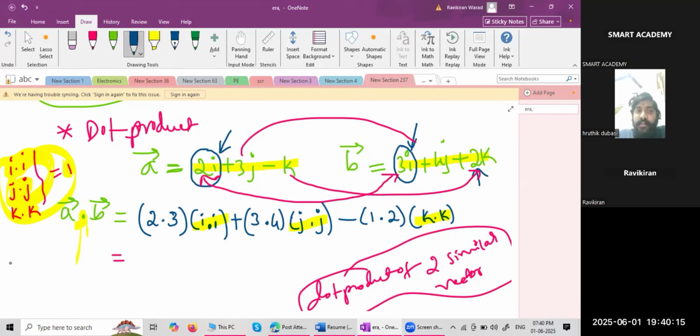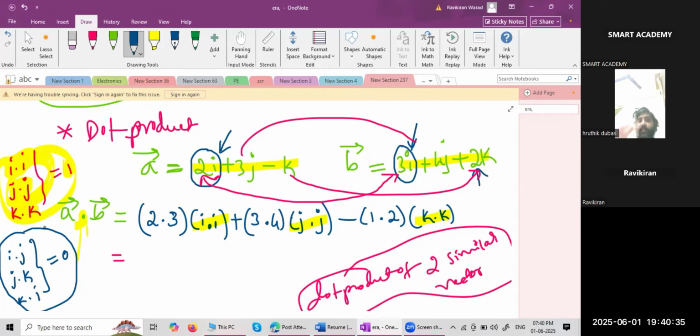What about the dot product of two dissimilar vectors? i dot j, j dot k, k dot i. The dot product of two dissimilar vectors is equal to 0. Any confusion in these two points? Dot product of two similar vectors is 1, and dot product of two different vectors is 0.